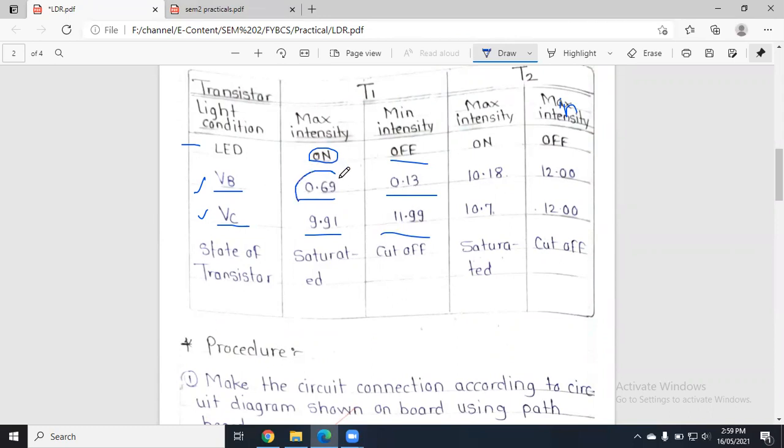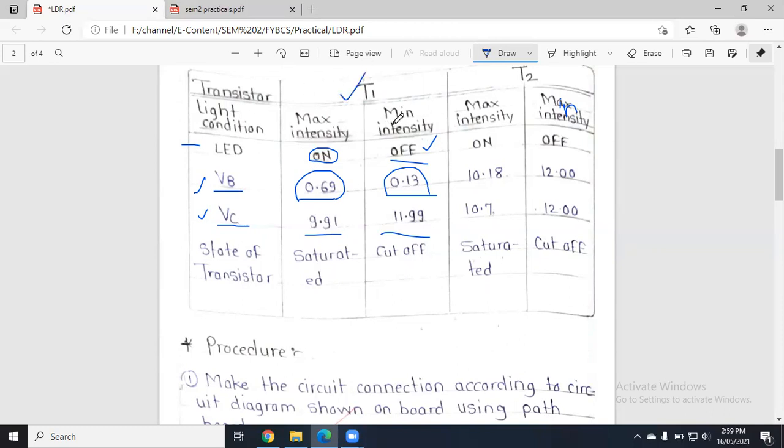This first reading is the base voltage when the LED is on. This reading is again a base voltage, but when the LED is off. This is the collector voltage: 9.91 is the collector voltage when the LED is on, and this is 11.99, the collector voltage when the LED is off. Now this entire thing is all about transistor T1.